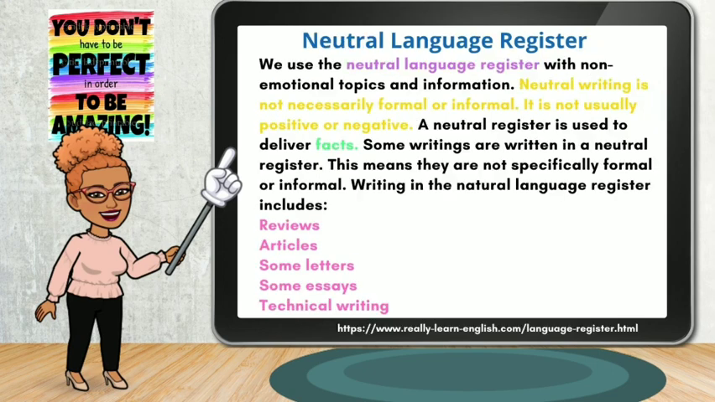Neutral language register. We use the neutral language register with non-emotional topics and information. Neutral writing is not necessarily formal or informal. It is not usually positive or negative. A neutral register is used to deliver facts. Some writings are written in a neutral register. This means they are not specifically formal or informal. Writing in the neutral language register includes reviews, articles, some letters, some essays, and technical writing.